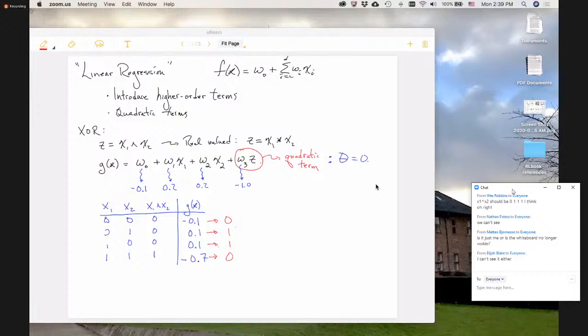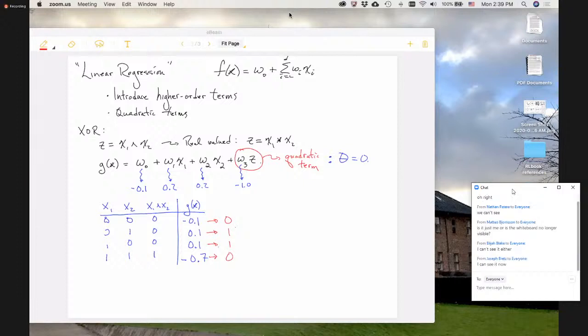So by inserting that higher order term, and I just lost all you guys. Where'd you go? There we are. Hopefully you can see the whiteboard now. I had the wrong page up. Can you see it?